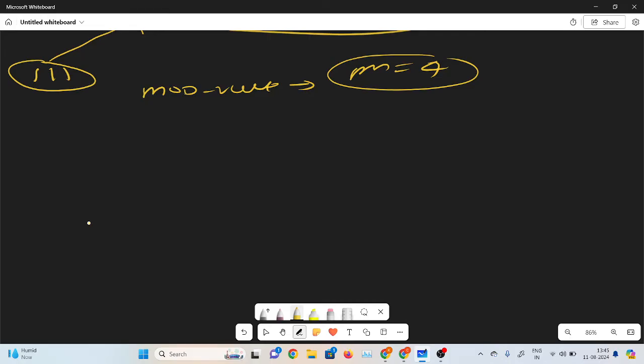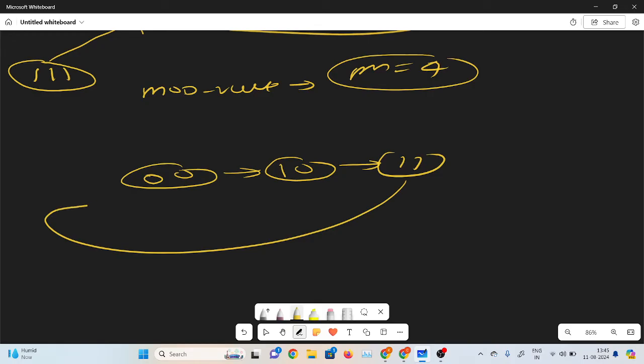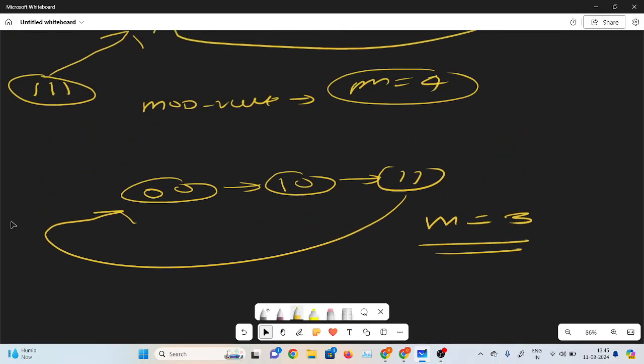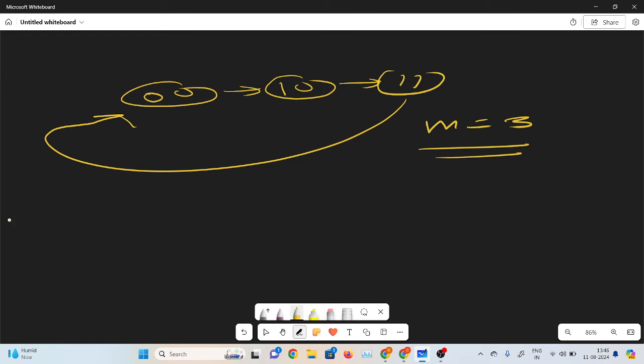So this thing I can understand. You can take any state diagram. Suppose 0 0 has the next state 1 0, and 1 0 has the next state 1 1, and after that it returns to 0 0. Here only three states repeat themselves in a loop, so the mode value is 3. So this is the basic concept of the mode value.